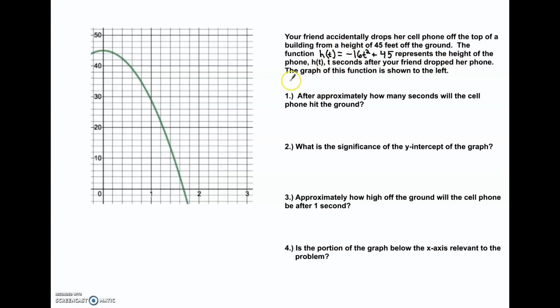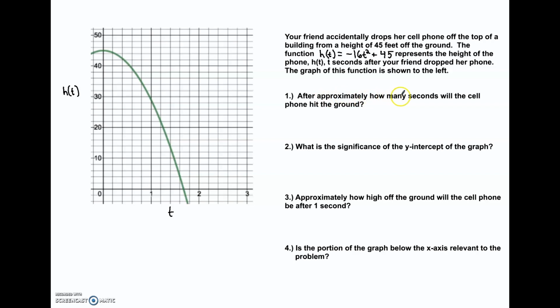Okay, so all of that basically says, well, let's read the last part. The graph of this function is shown to the left. Basically, the x-axis is t, the time in seconds, and the y-axis is h of t. So I'll put h of t, that's the height of the cell phone, t seconds after the cell phone's been dropped. So it gets dropped and it goes down, and now we're going to interpret the graph. So this is all about interpreting the graph.